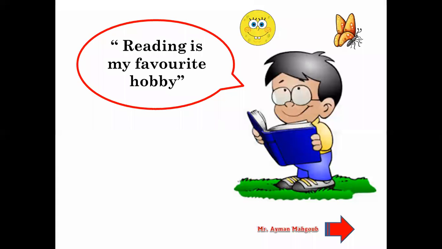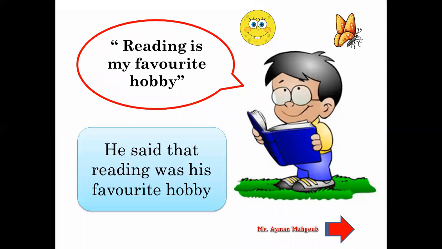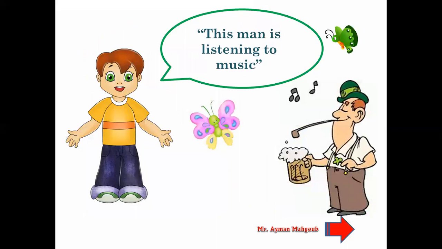Now your turn. Try to think with me and answer before me. "Reading is my favorite hobby." Now, he said that reading was his favorite hobby. What are the changes? We put that instead of the quotation marks, and is becomes was, and my favorite hobby becomes his favorite hobby.